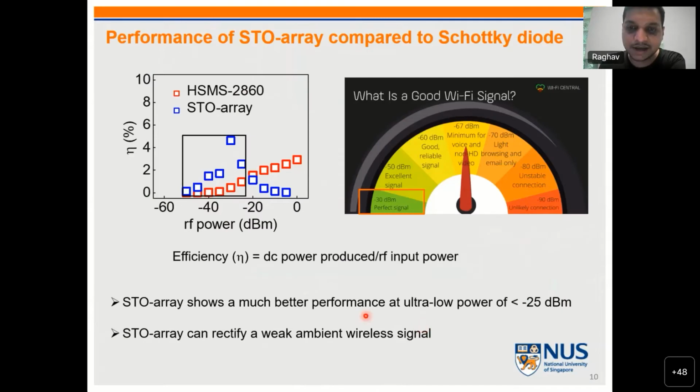Further, since the last experiment was at 0 dBm, we further optimized our devices for low power operation, and we compared this with one of the best Schottky diodes, which is HMS. These devices can show even 80% efficiency, but the problem is they can only work above 0 dBm, as you can see by this red curve. And these spin diodes can work at low power, but at high power they show a very low efficiency. So basically, there is an optimization at high power. At high power, you can use these Schottky diodes, but at low power, these STO arrays are more useful. And if you know, the power from the Wi-Fi router which is coming to our mobiles is typically -30 to -67 dBm, where this Schottky diode cannot work. So that's why these STO arrays are very important for anything below this -25 dBm.